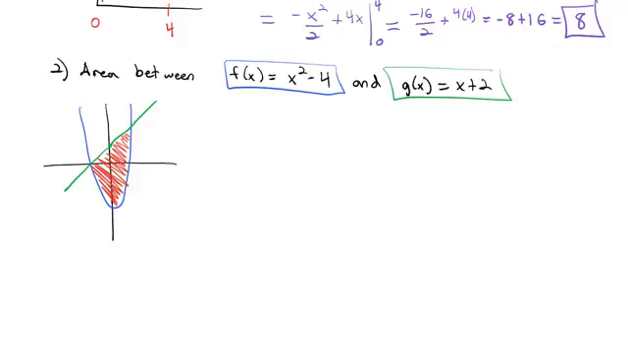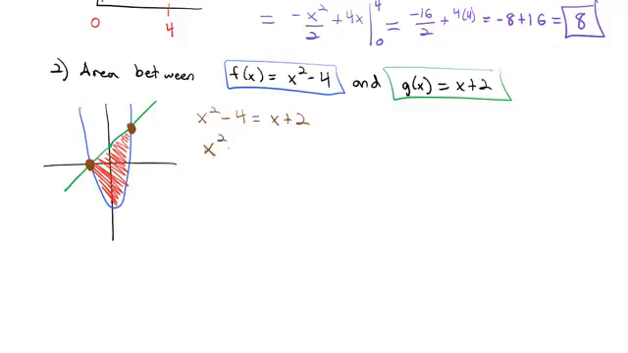Now we can see our x values are going to range down to this bottom point off to the left, and then x is going to grow up to this top point off to the right. But we don't know exactly what x values those are yet. The way we can find them is we will set the functions equal to each other to see when they cross. X squared minus 4 equals x plus 2.